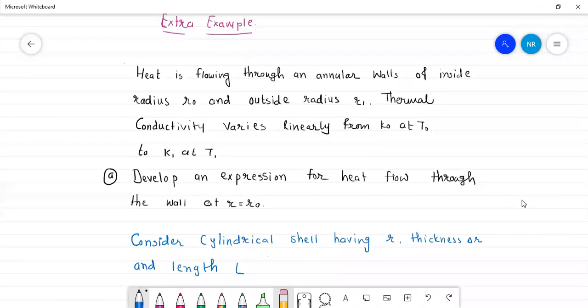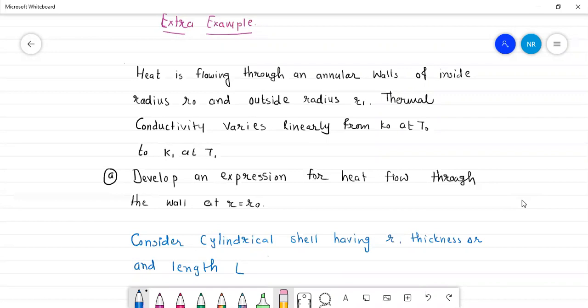So we are asked to develop an expression for the heat flow through the wall at r equal to r0. Here it is said that we have to find the equation for capital Q0. Capital Q0 is equal to small q0 multiplied by 2 pi r0 L.